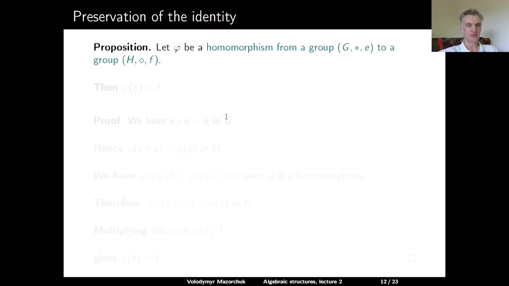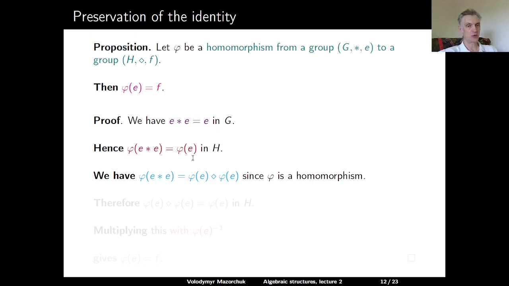Property 1, proposition: Let phi be a homomorphism from a group G to a group H. Then phi sends the identity of G to the identity of H. Proof. In the group G, we have that the identity times the identity is equal to the identity. So if we apply phi to this equality, we get that phi applied to the identity times the identity is equal to phi applied to the identity.